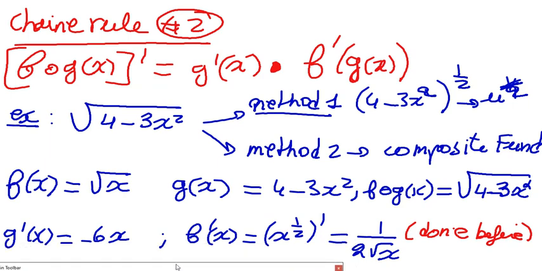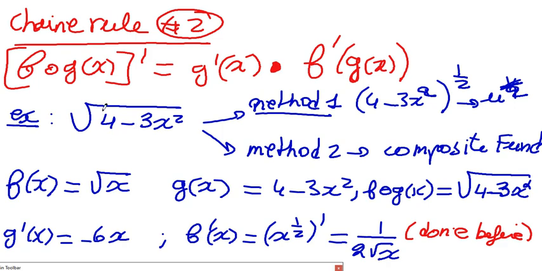Now the second chain rule is the composite function. So I can also use the composite function. I can write the given function as two composite functions. So I'll give you first the formula. When I say (f round g) of x prime, it's g prime of x times f prime of g of x. Let's give you an example.